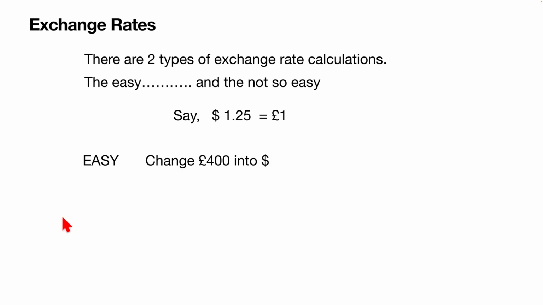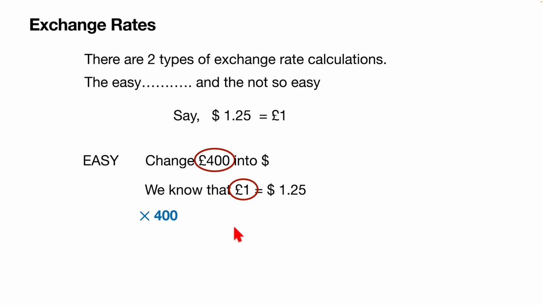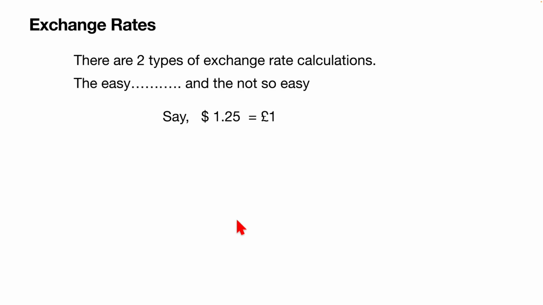The easy one, I'm going to change £400 into dollars. Now we know that £1 equals $1.25. So I just have to multiply this pound by 400, because that's what I want. So I times it by 4. On this side I have £400, and on this side I have 1.25 times 400, which, whether or not you've got a calculator, is 500. That's the easy one. I've got the value of a pound in the foreign currency. I'm changing £400, so I just multiply this by 400.